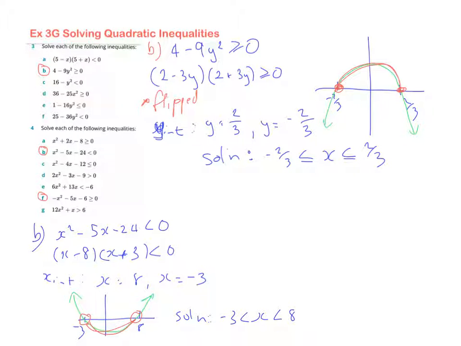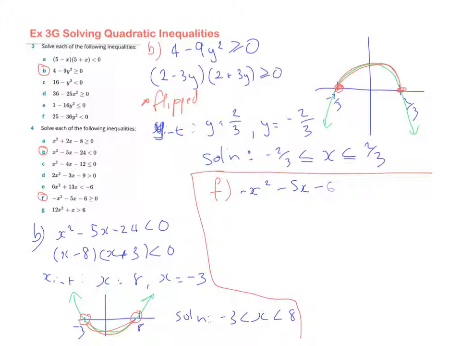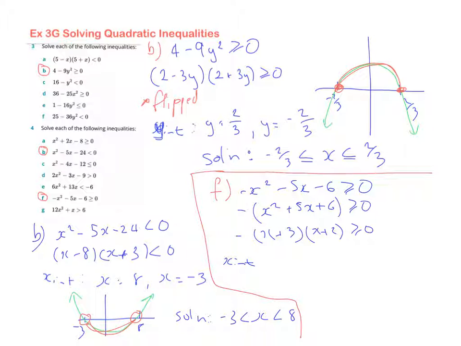Now, let's have a look at all of this messy stuff here. I'm going to go to f now, and that's minus x squared minus 5x minus 6. So I'm going to take a minus sign out of all of that, and I get x squared plus 5x plus 6. Now I'm going to get my brackets. You can see where I'm going with this: 6, 3 and 2, plus plus. So sorry about the mess, it's a bit harder to write on this. My x-intercepts are going to be x equals minus 3, x equals minus 2.